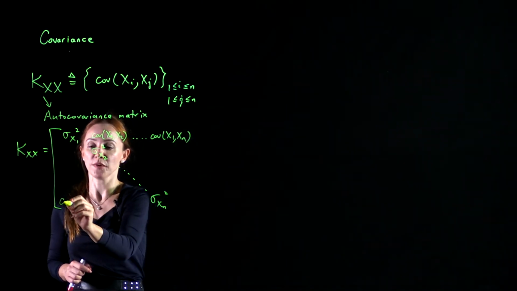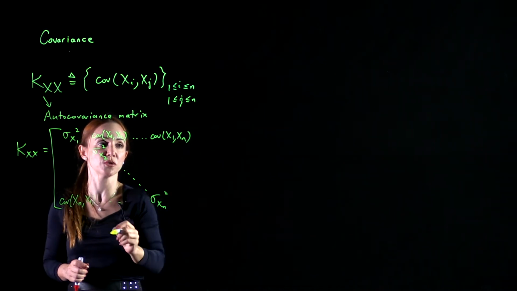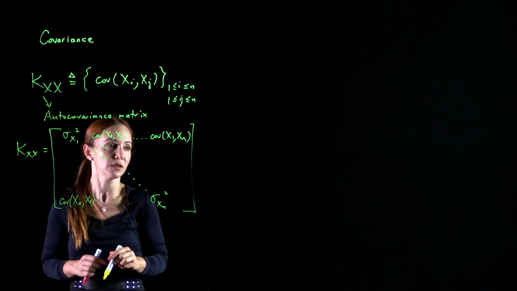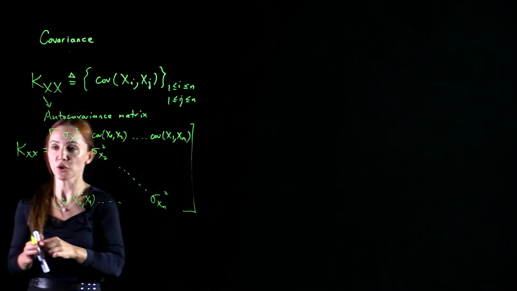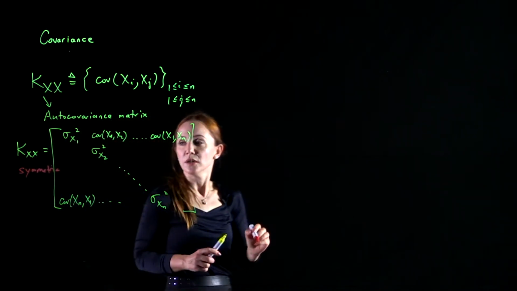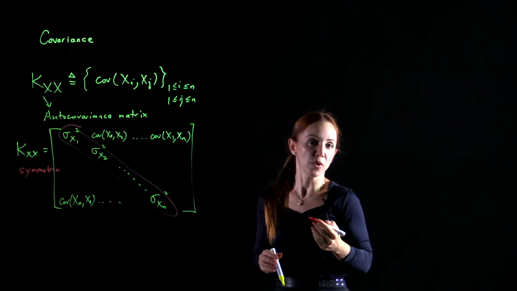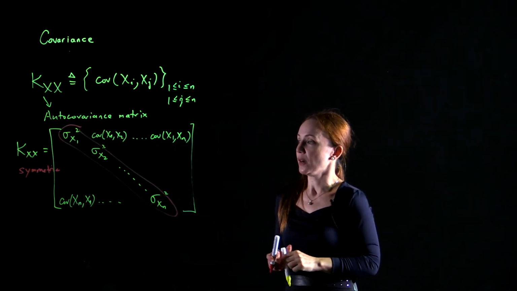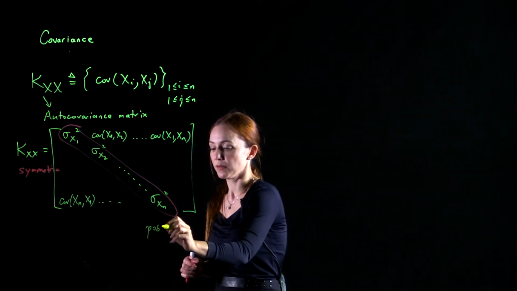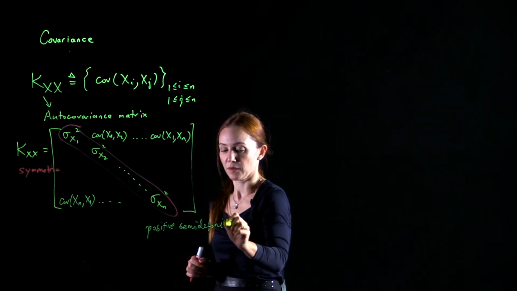Here we have the covariance of xn, x1, which is of course the same thing as the covariance of x1, xn. Therefore, this matrix, by its definition, is symmetric. So the autocovariance matrix is a symmetric matrix. The diagonal entries are always positive, and it is a positive semi-definite matrix.